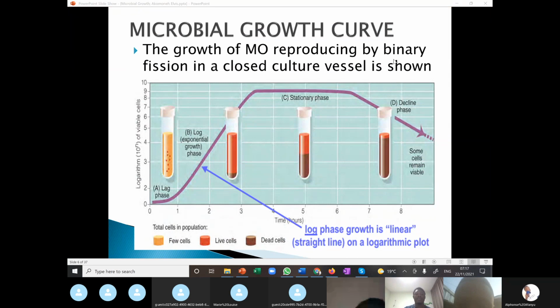So as I was saying, at the very beginning, the cells are not dividing. Why? Microbiologists assume that these cells have just been introduced into a new fresh medium. So some of them might have been wounded. Wounded cells will need to regenerate themselves before they can start dividing.